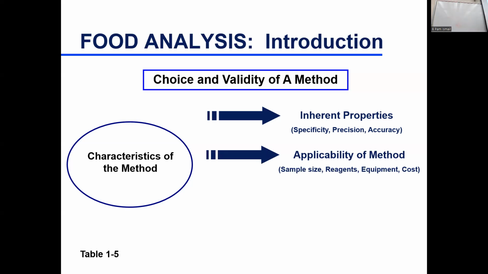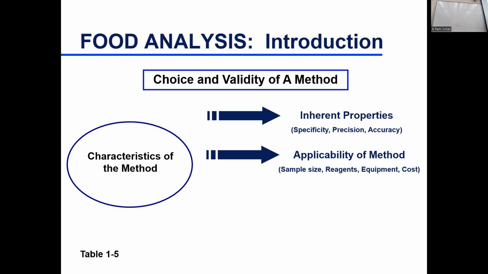All right, applicability of the method. So sample size. Sometimes a specific assay requires a very small amount of sample. Sometimes it requires a large amount of sample. So how much sample you need, and if we can apply this method. Reagents. Do you have the reagents in the lab that you need? Are the reagents expensive? Think about cost. If the method requires expensive reagents, then we look for another method.